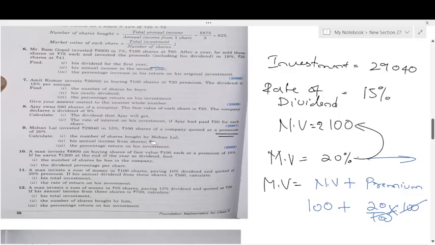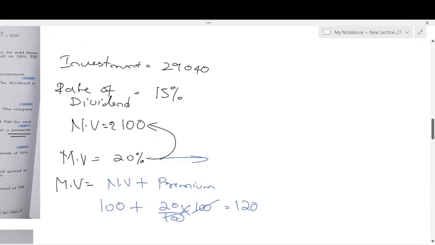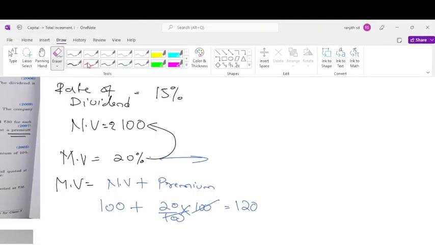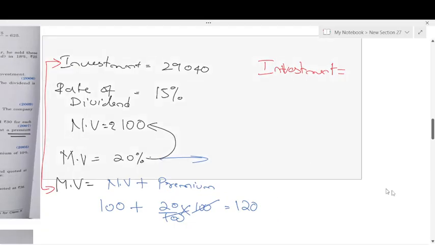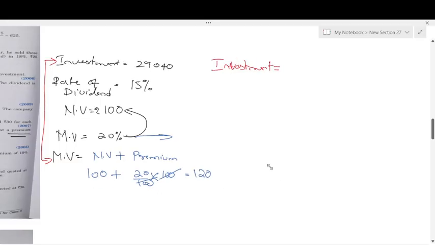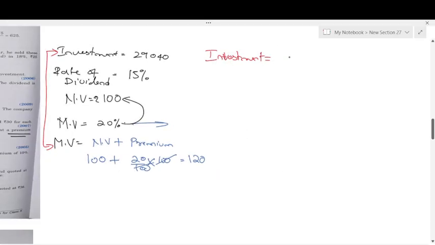The number of shares bought by Mohan Lal. How do you find number of shares, students? Number of shares formula we don't know. So what word do you have to check here? Investment and market value. What is the investment formula? Investment is equal to, M and V is present. Investment is equal to what? Market value into number of shares. So we need to find number of shares here.